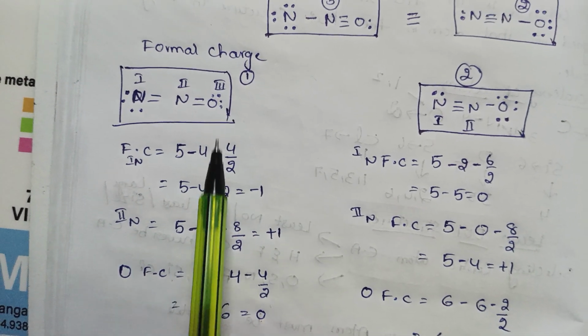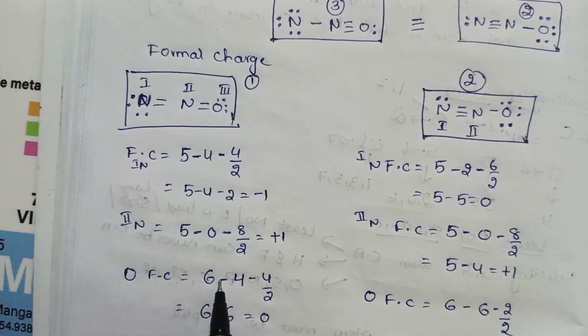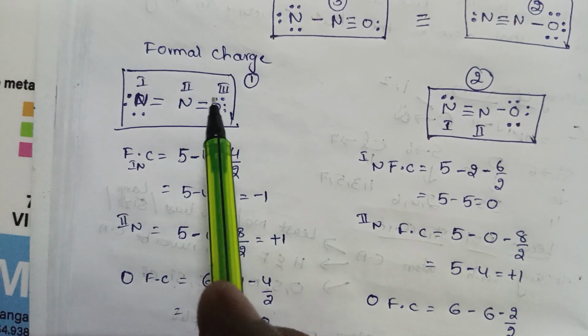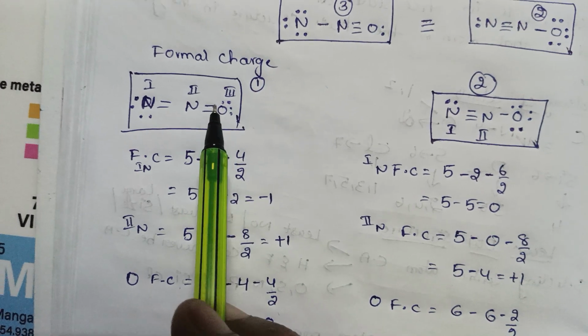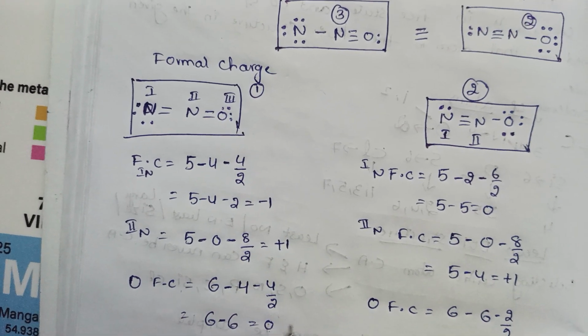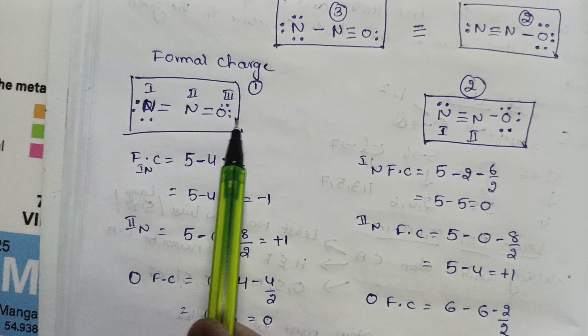Oxygen formal charge. How many valence electrons are present in the free state? 6. How many lone pairs? 4. How many bond pairs? 4, divided by 2. We got 0. Formal charge for oxygen.